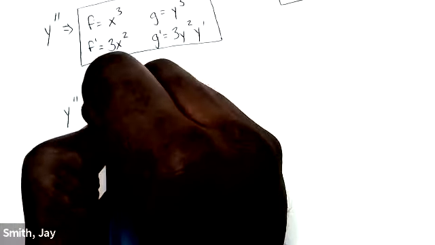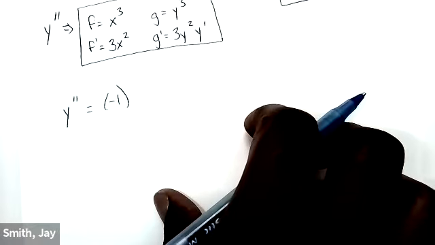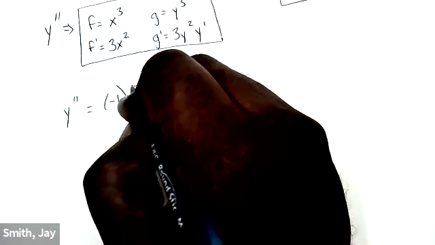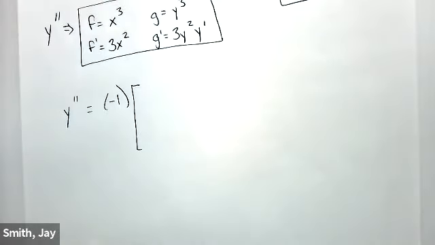So I'm just going to stick this negative 1 out front. This way we can just focus on the product rule part of this problem. So we have f prime g minus f g prime.